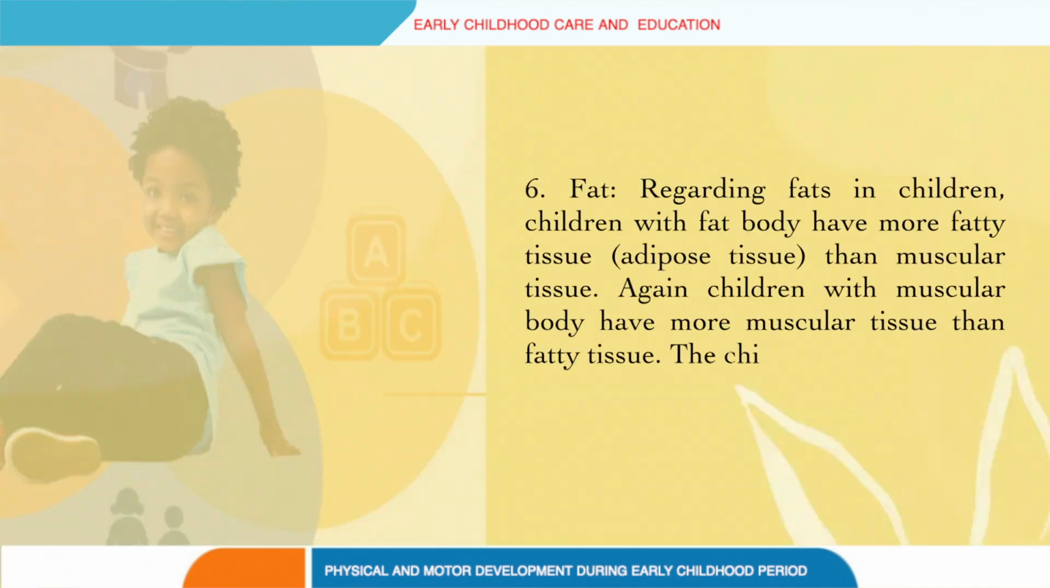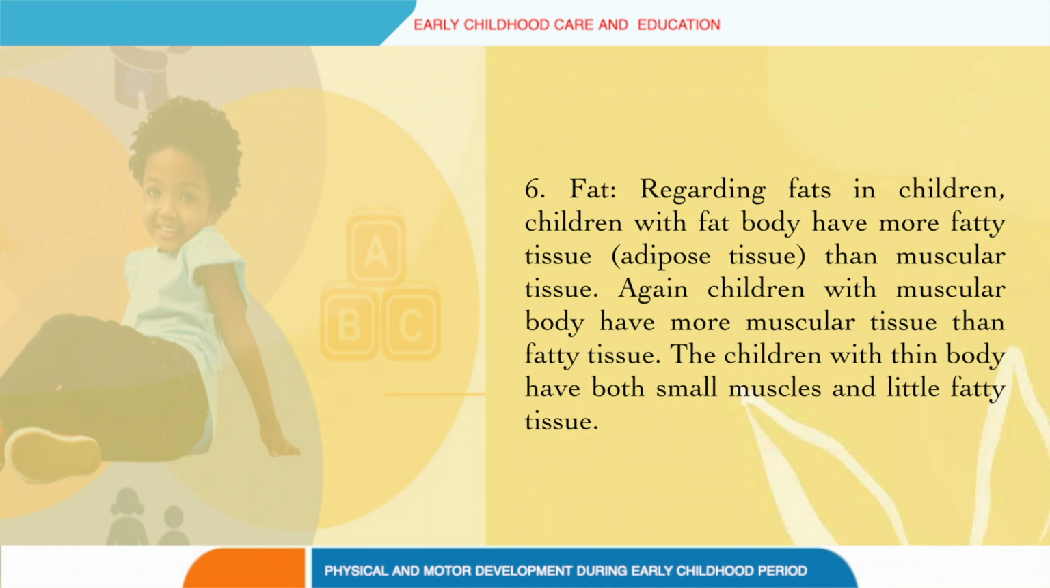Then, in terms of fat, research studies have observed that children with a fat body have more fatty tissue, which is called adipose tissue, than muscular tissue. Again, children with a muscular body have more muscular tissue than fatty tissue. The children with a thin body have both small muscles and little fatty tissue.